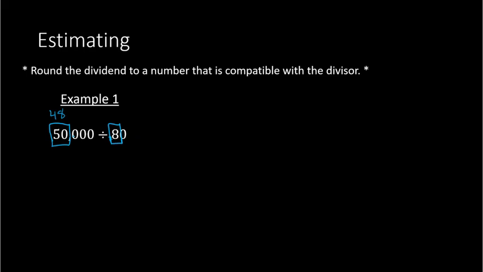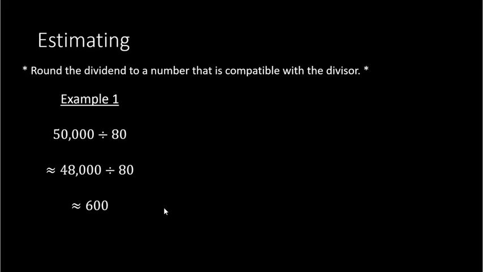So what we can do is round 50,000 to 48,000, because 48 and 8 are compatible. We can divide those, and 48 divided by 8 is 6. And then we count the number of zeros. Here there are 3. Over here is 1. 3 minus 1 is 2. So we have 2 zeros after the 6. That gives you 600. So your estimate would be 600.